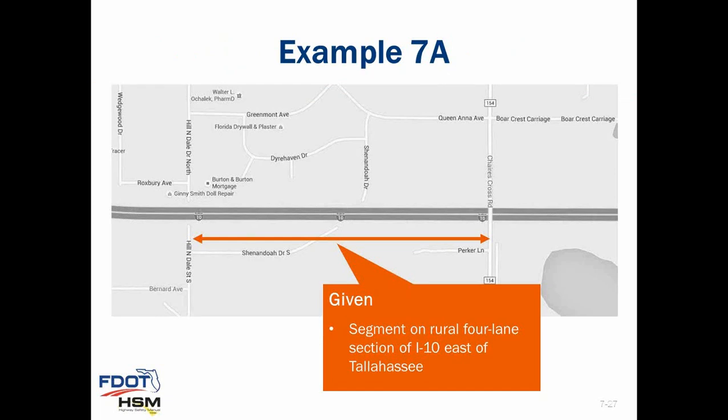This is the first example application. It demonstrates the use of an SPF to compute the predicted crash frequency for a freeway segment. The scenario is a freeway segment on a rural 4-lane section of I-10 east of Tallahassee. And before we go to the next slide, I should note that this segment of freeway does not have any speed change lanes adjacent to it or within 1/2 mile of it.